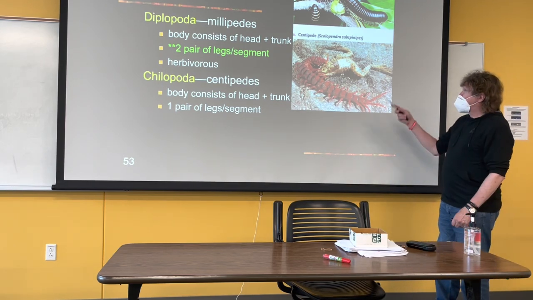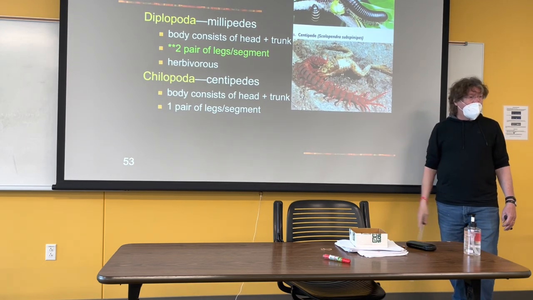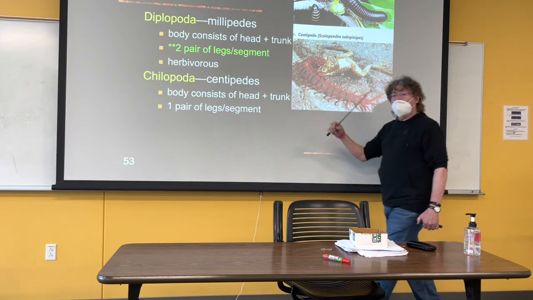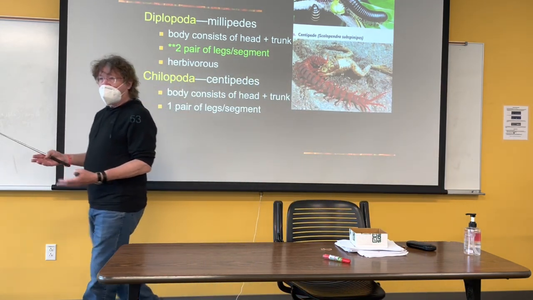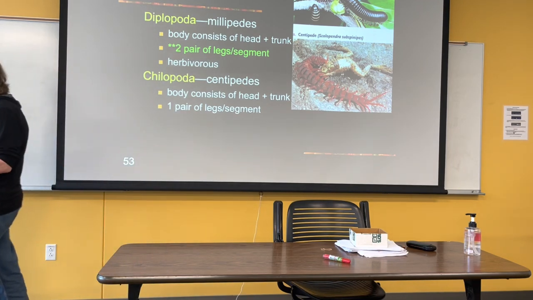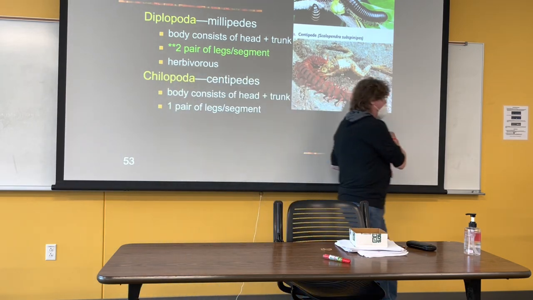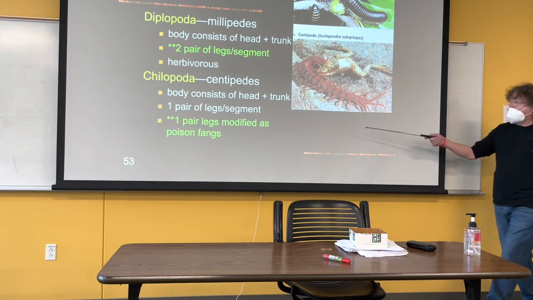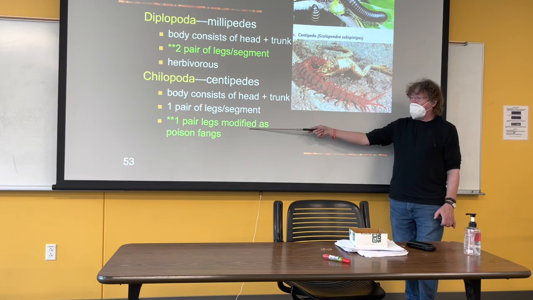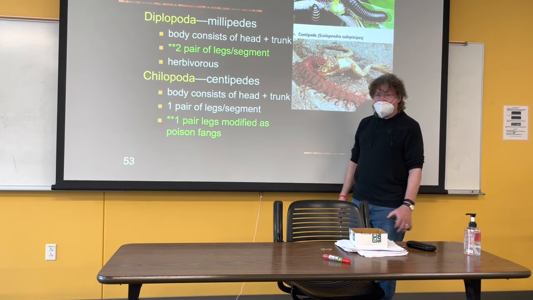Some of these centipedes, like right here, it's eating a frog. So it's killed a frog. Most of the time, they're feeding on other small organisms like snails and earthworms. And they have one pair of legs per segment. And this is an apomorphy for Chilopoda. The first pair of legs right behind the head happen to be modified as poison fangs.